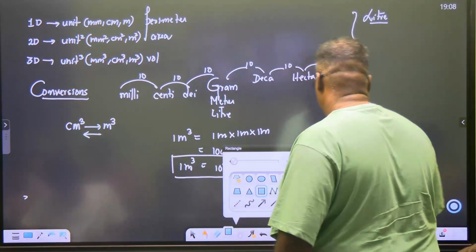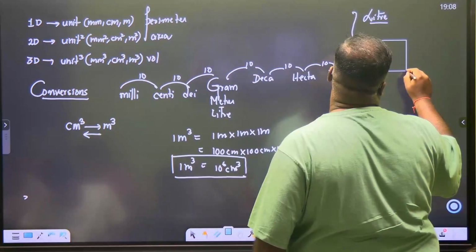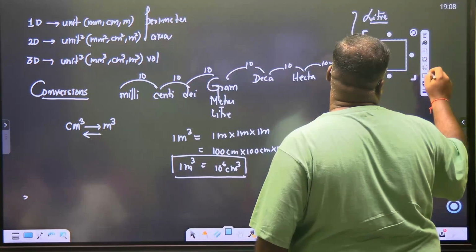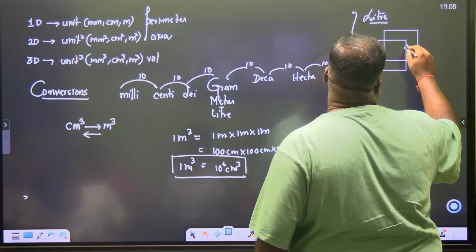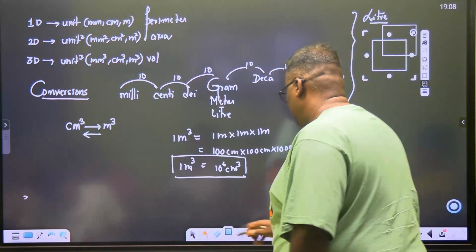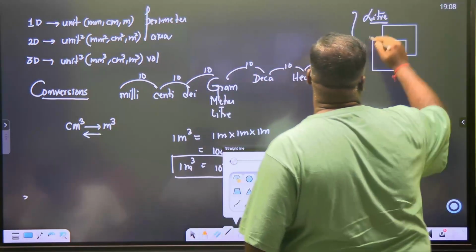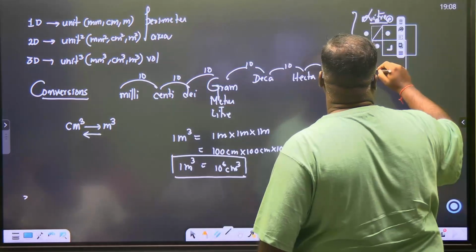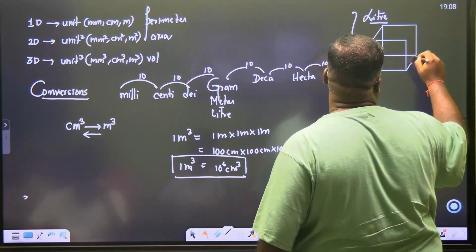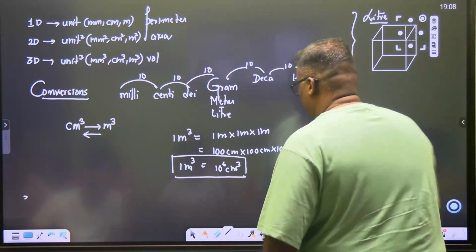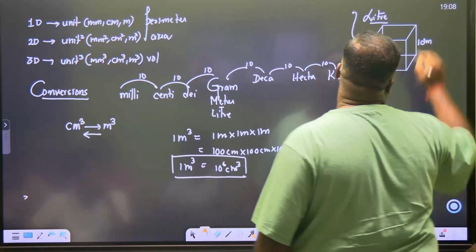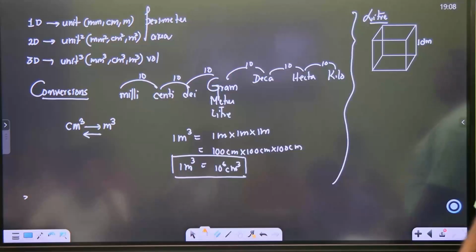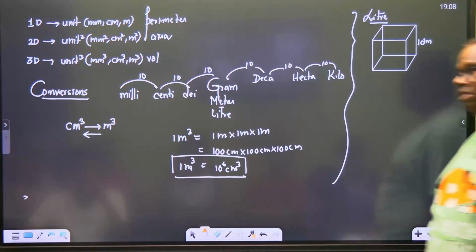A liter is the volume of a cube whose each edge is 1 decimeter. That is the easiest way to understand liter. Okay, and then you'll never forget in life. A liter is the volume of a cube whose each edge is 1 decimeter, right?